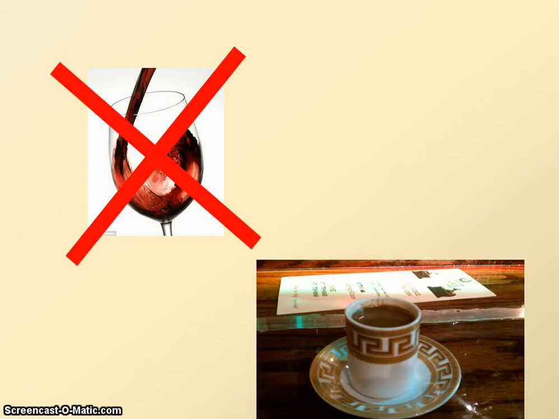Due to the heavy Muslim influence on Egypt throughout its history, alcohol is not widely consumed. Instead, Egyptians love to drink coffee, and it is a national tradition. Many local coffee houses are frequented by men who come to drink coffee, smoke the water pipe, play backgammon, and discuss politics.